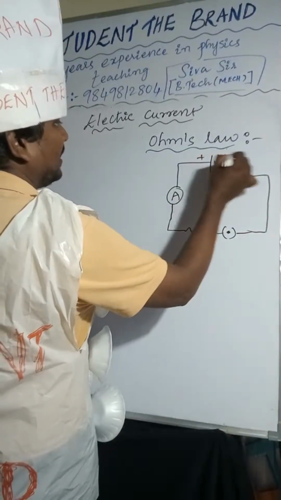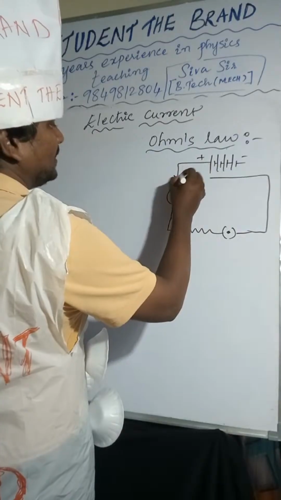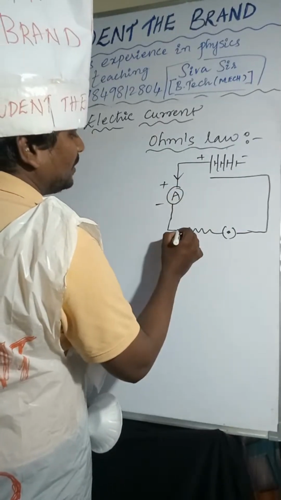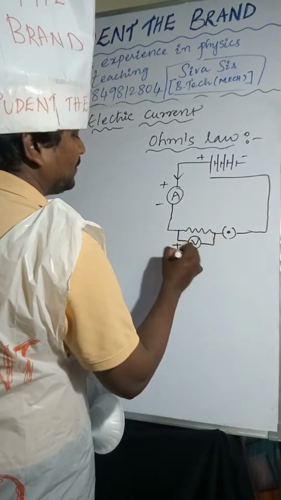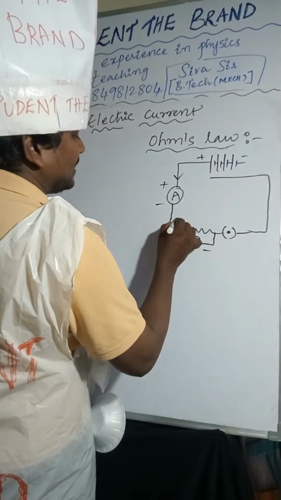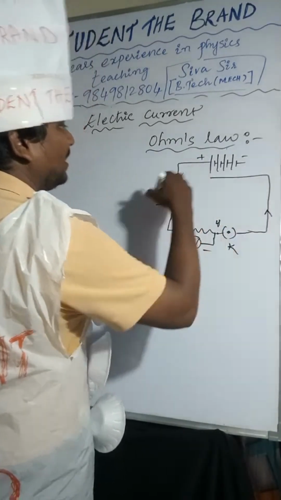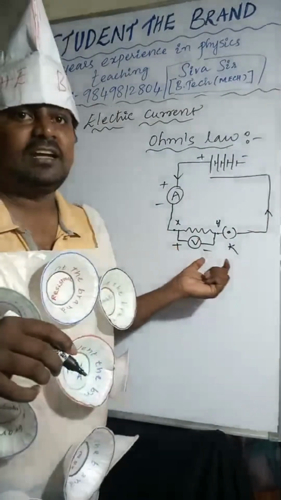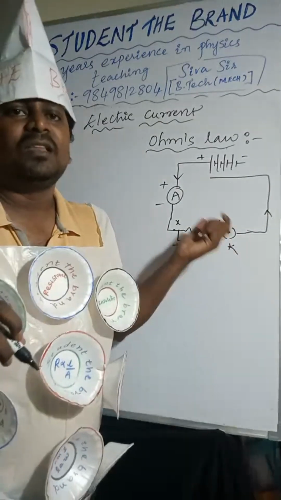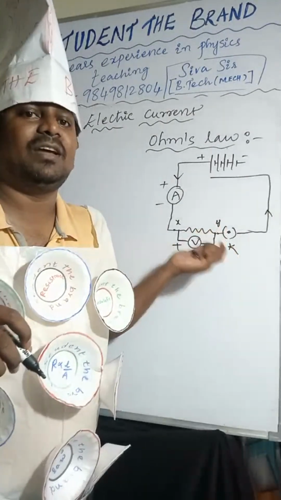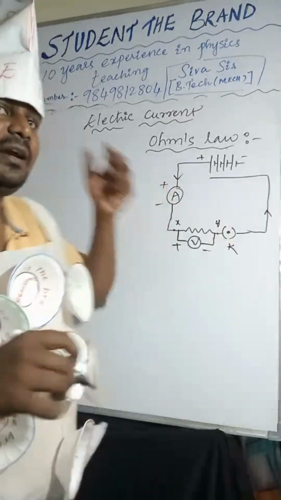So I am taking the current in the positive direction, positive to negative. Here I am taking the voltmeter, positive and negative. This is the resistor, X and Y, and this is the key. Current is passing in this manner. So the potential difference across a given metallic conductor is directly proportional to the current flowing through it.